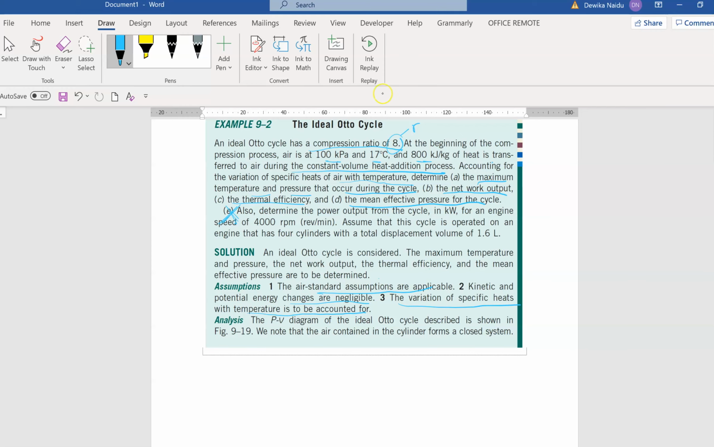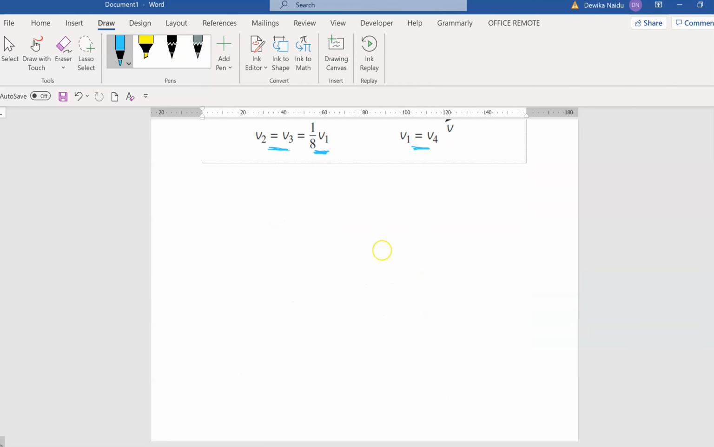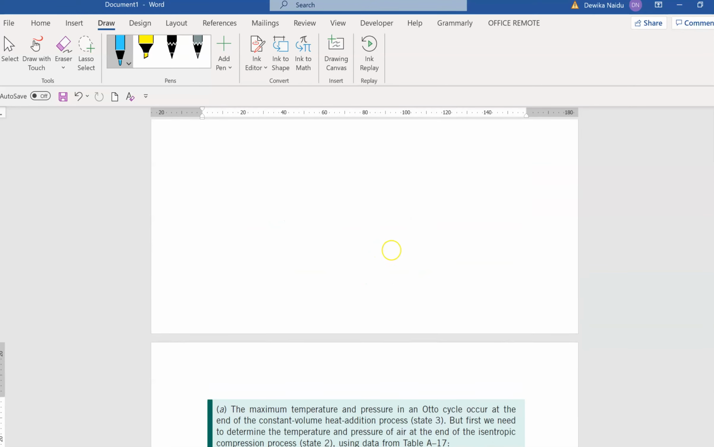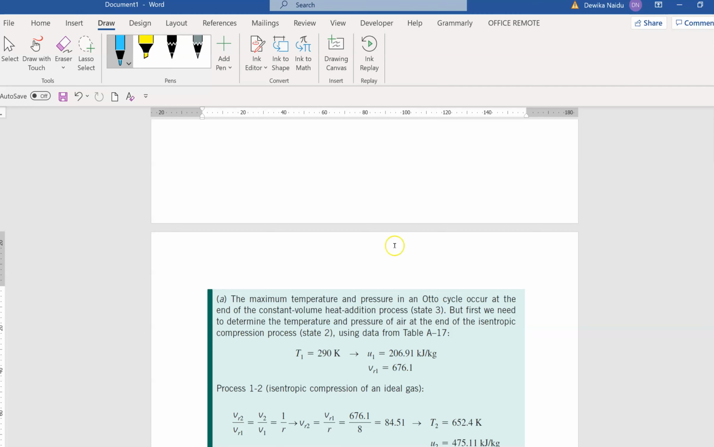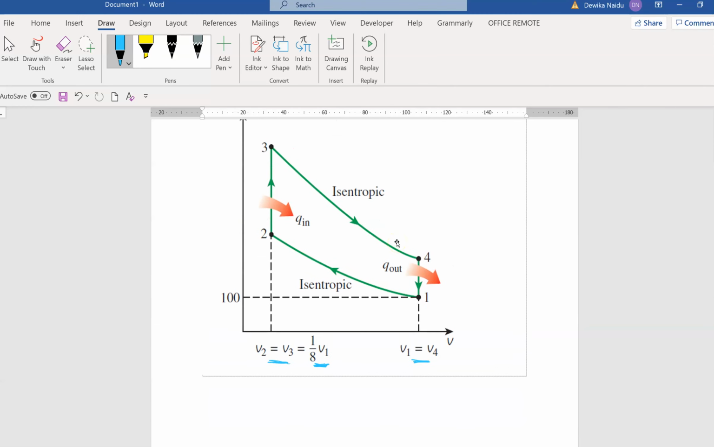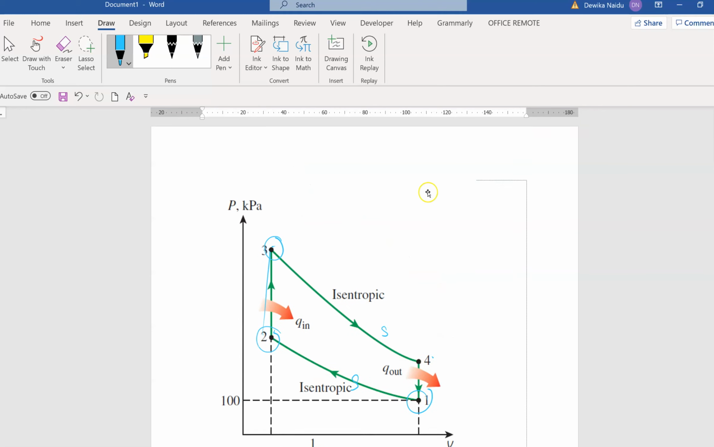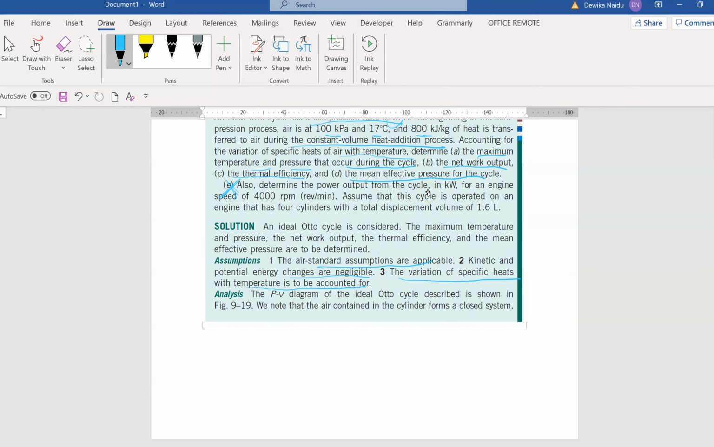And then what we have here? We have to find states 1, 2, 3. So 2 to 3 is the same volume. 3 to 4 is isentropic, so the S value here will be the same. So these are the hints that you can use for solving the question. Now let's get back.